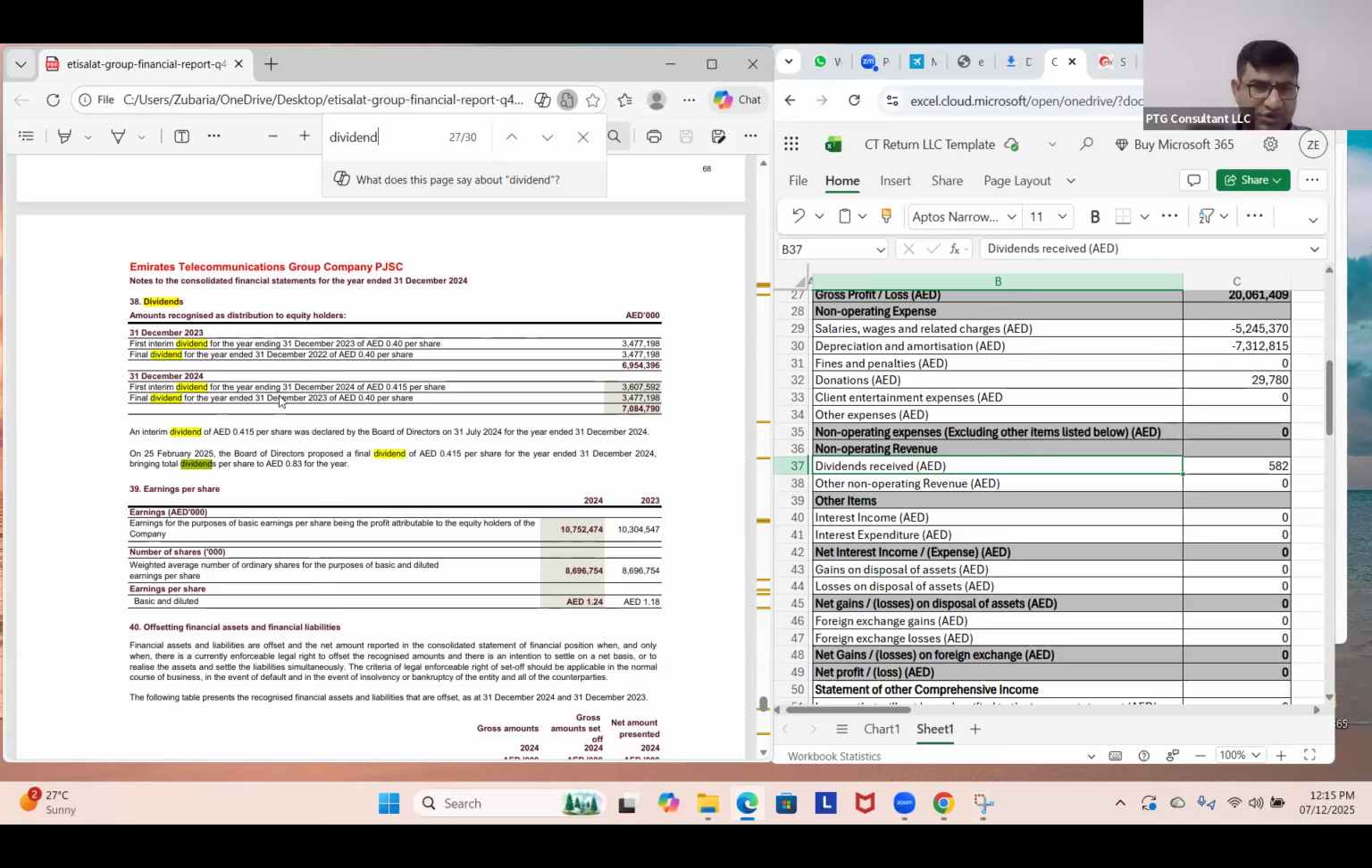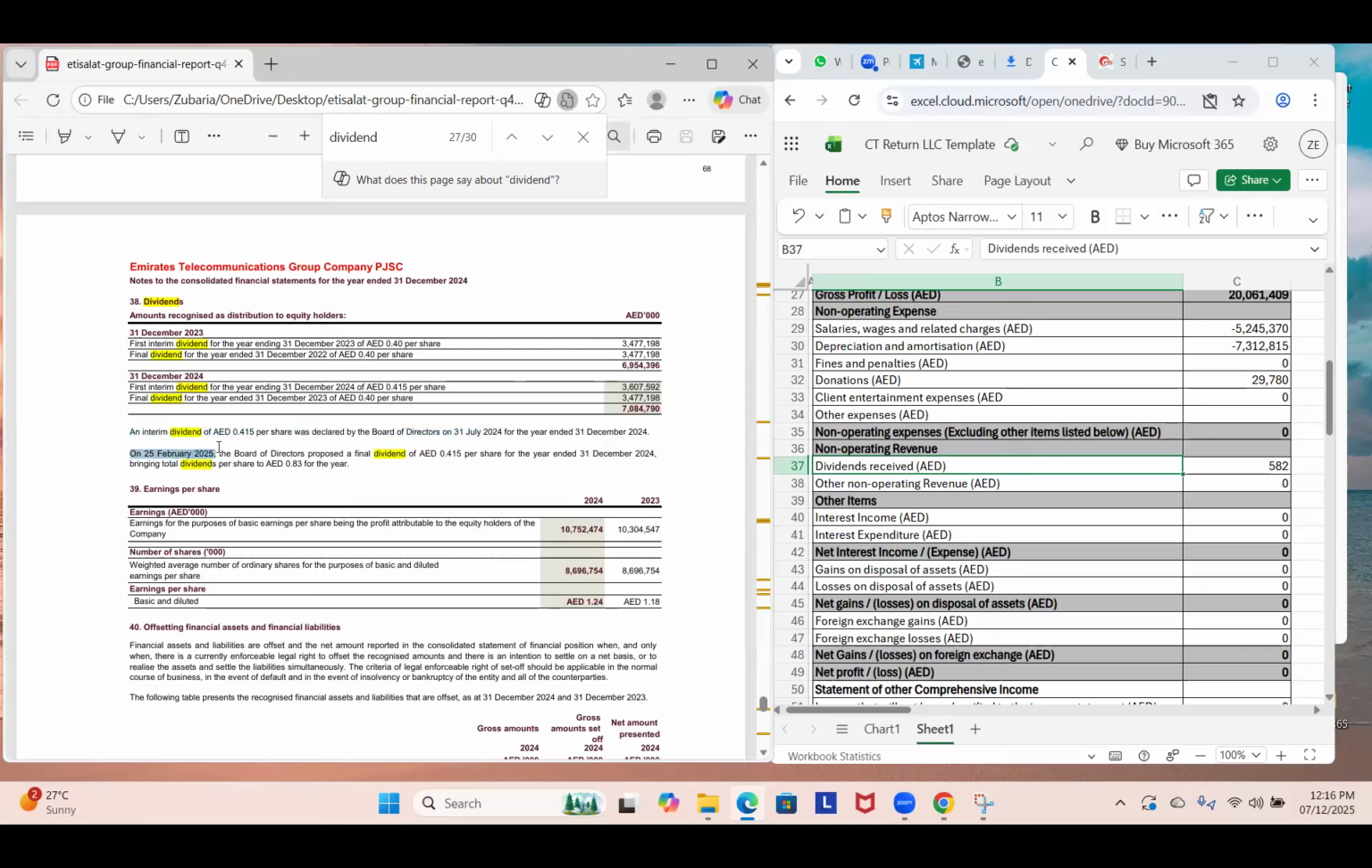No, just focus on 24. Just focus on 24. Yeah, 24 is the first interim dividend for the year ended 31st December 24, 0.415 per share. But there is another relevant piece of information: this is till July. An interim dividend per share was declared by the board of directors on 31st July. It is just a declaration. They didn't give information that it's distributed or received.